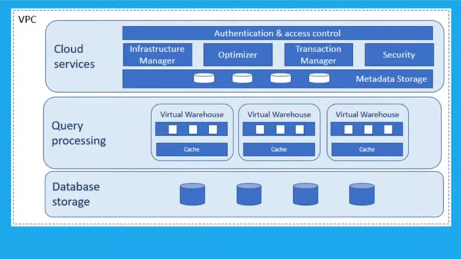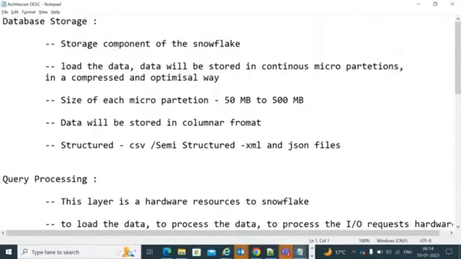I am repeating once again. Why am I repeating once and once again? This Snowflake architecture is very important. You will definitely get one or two questions on the Snowflake architecture in every interview, wherever you go, in all the companies. That's why I am repeating. So we have a cloud services layer, a query processing layer, and a database storage layer. Now we will discuss them one by one.